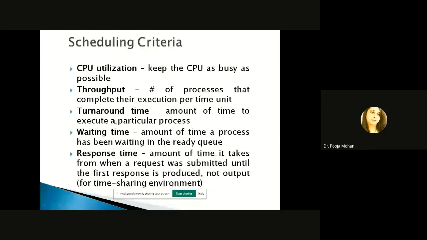Then we have the response time. Response time is the amount of time it takes from when a request was submitted until the first response is produced, right? Not output. It means basically when a process will start responding, not the completion time. It is just the amount of time a process takes to start responding. So these are some of the scheduling criteria that should be taken into account when we compare different algorithms.